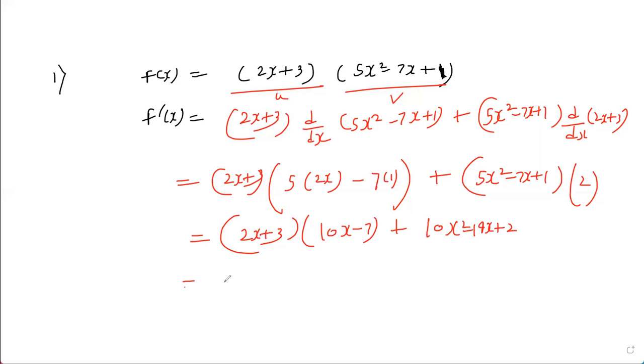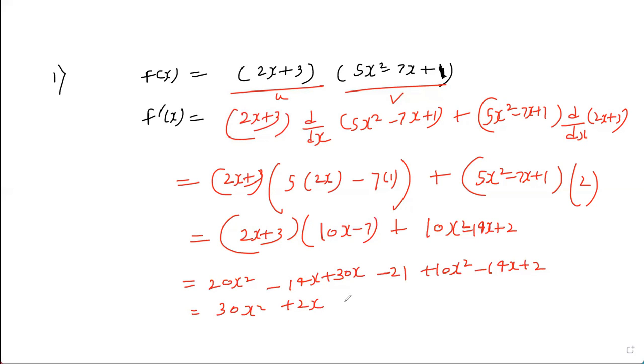Here if I multiply, I'll be getting 20x squared minus 14x plus 30x minus 21 plus 10x squared minus 14x plus 2. Just combine the like terms. So it will be 30x squared. Now here we have 16x, so this will be 2x, and minus 21 plus 2, so it will be minus 19. So this is our final answer. So this is how, using the standard results, you all can differentiate.